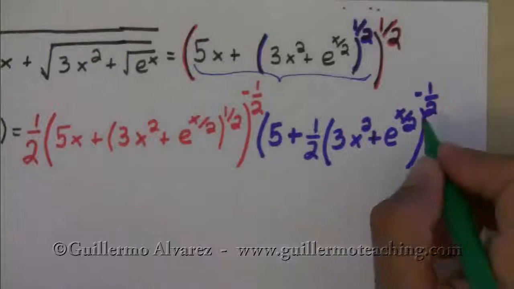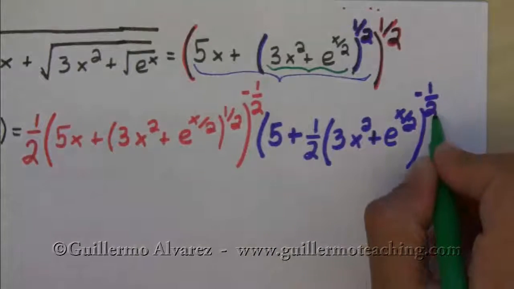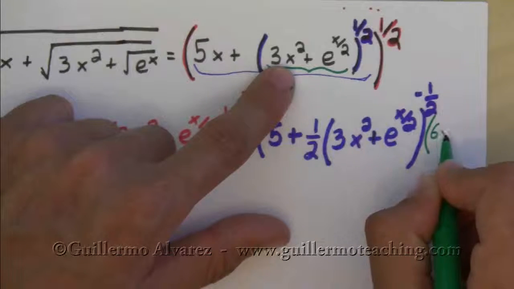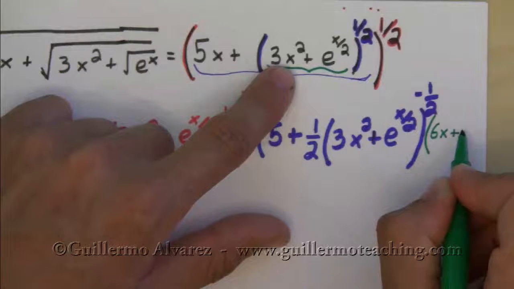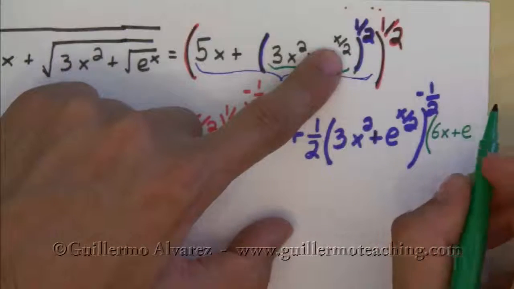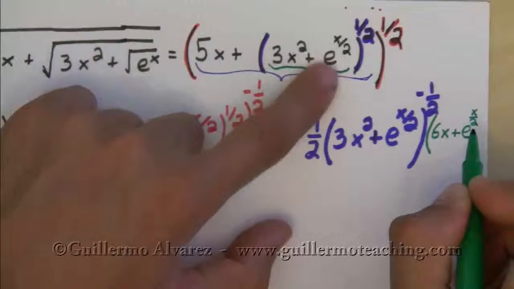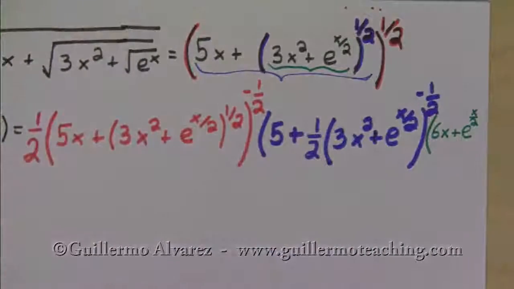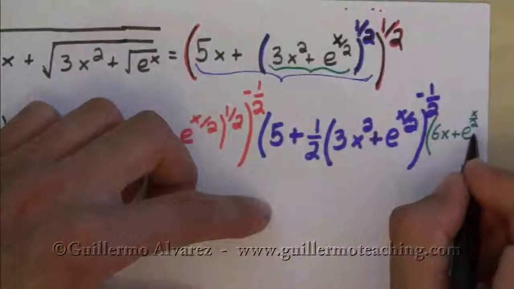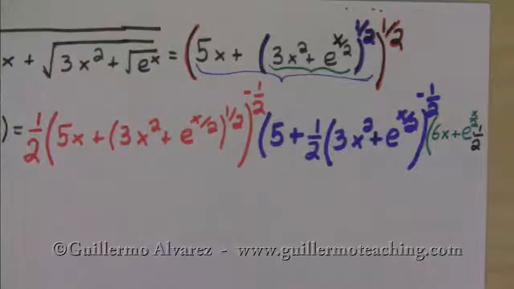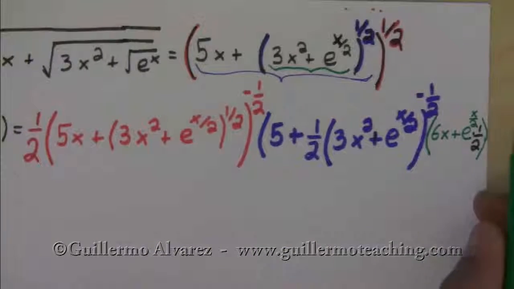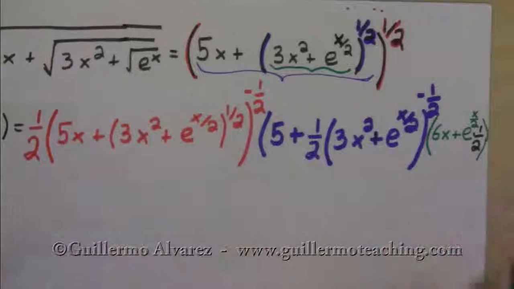And the derivative of the inside, which is this guy, is going to be, so this is a tight squeeze, 6x plus e. So here again I have to use the chain rule. So it's e to the x over 2, because the derivative of the exponential function is just itself, times the derivative of the inside, the derivative of x over 2, which is going to be 1/2. And that's it. I don't have room to close the parentheses, but that's where it would close off.